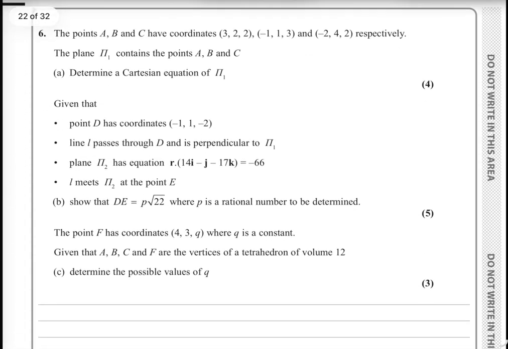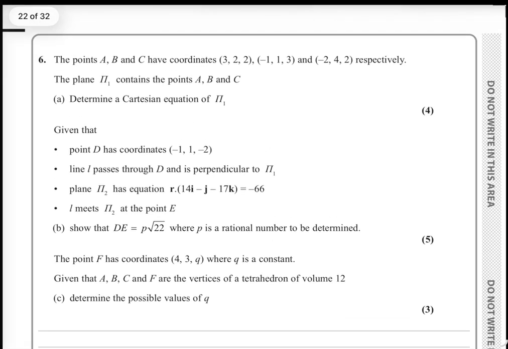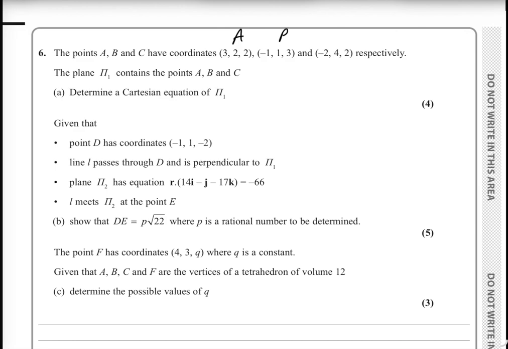The points A, B, and C have coordinates this, this, and this respectively. The plane pi1 contains the points. Determine a Cartesian equation of pi1. Okay, to get an equation of a plane, we need a point in the plane, so we can take any one of those 3. But we also need the normal. To get the normal, we can do the cross product of any 2 non-parallel lines in the plane. So if I take those 3 points A, B, C, if I find AB and AC, then I can cross those 2 and get the normal vector for the plane.